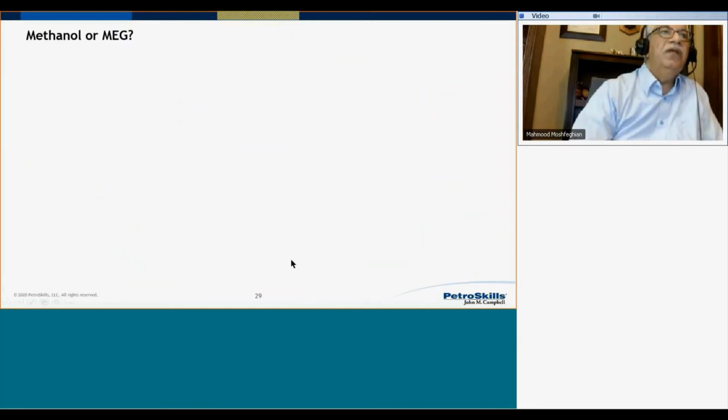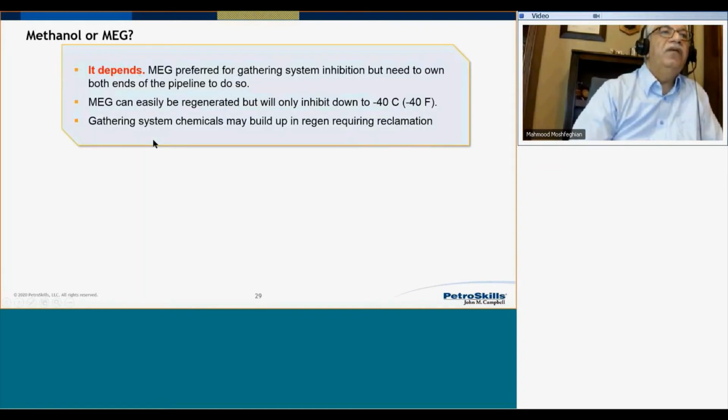So the question is, which one should we use, MEG or methanol? You saw the result of injection rate. Overall glycol injection rate was lower, but there are other features as well. So let's take a look at the pros and cons. The choice depends. Normally we prefer MEG for gathering system inhibition, but need to own both ends of the pipeline to do so.